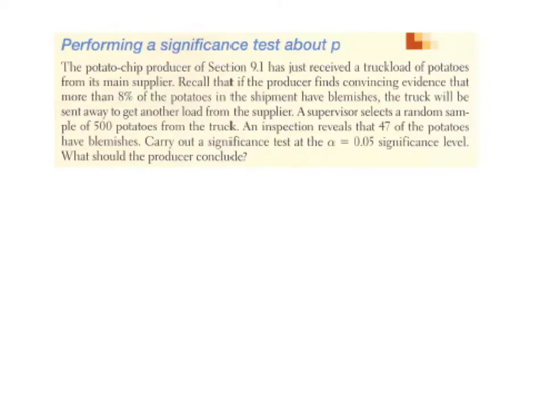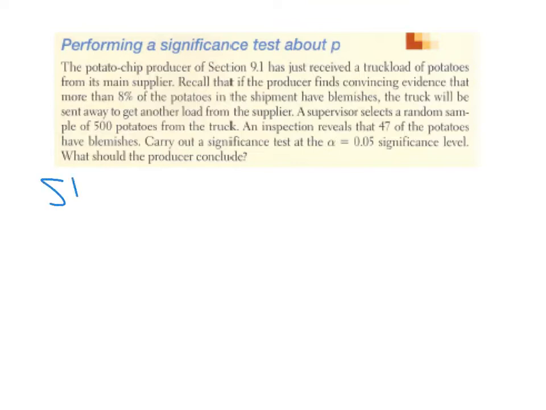Okay, so this example goes back to the potatoes. Remember the potato chip producer that was going to decide whether he was going to accept or reject the shipment of potatoes based on the amount of blemishes. Take a second and reread the scenario here so we can work through it. Let's run through each of the 4 steps because you need to do all 4 of them to make sure that you are always getting the right amount of credit.